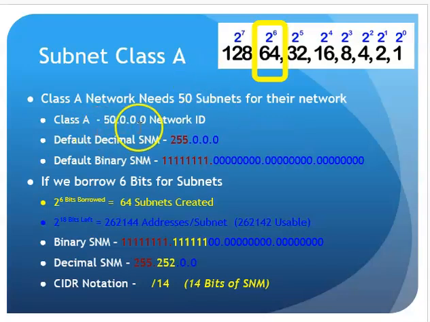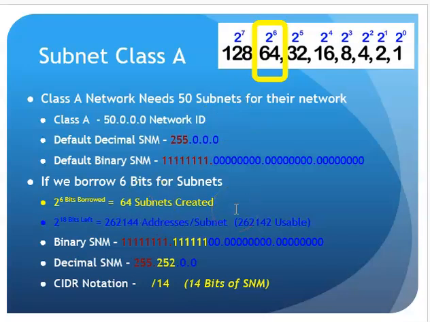We have a 50.0.0.0 network. Again, my default subnet mask is 255.0.0.0. Default binary subnet mask, here's our 8 ones with our 24 zeros. So they need 50 subnets. To get our 50 subnets, we're going to borrow at least 6 bits. 6 bits would give us our 64 subnets, so quite a few extra. When I borrow 6 bits, I get 64 subnets. 2 to the 6, 64.